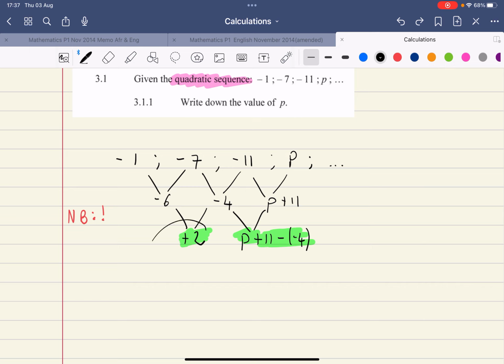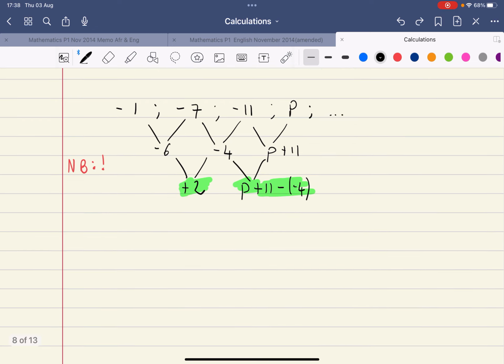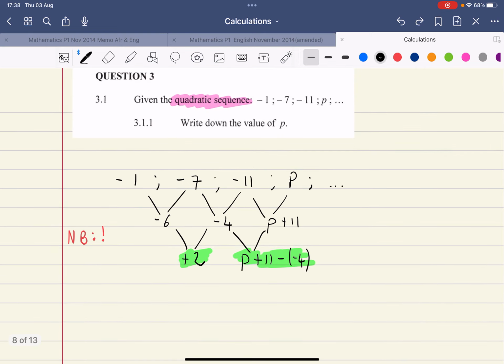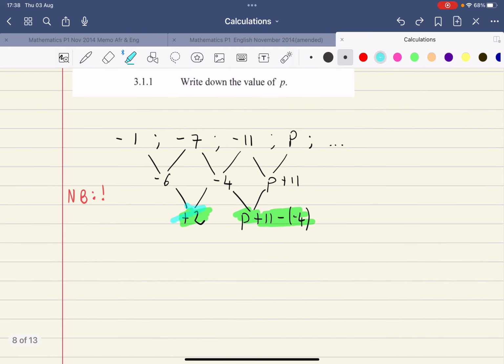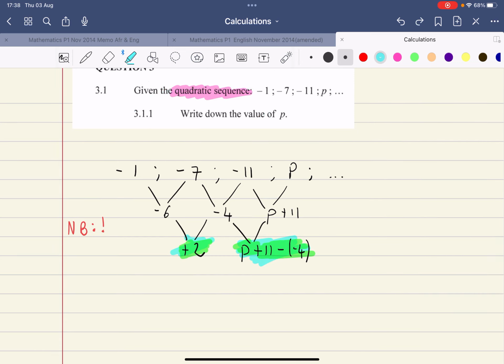So in order to find the second iteration's difference, it would be -6 to -4, you need a +2. To get -4 to p plus 11, we don't know p yet. So let's just work in terms of p and say it would be p plus 11 minus -4. And now, what I mentioned in the very beginning, these terms, they must be equal to one another for a quadratic sequence.